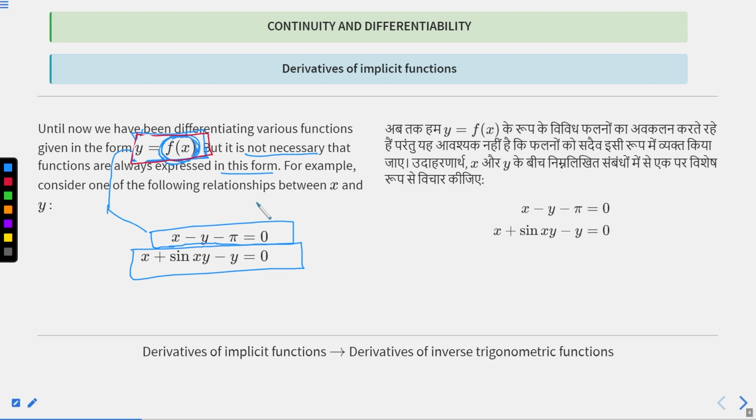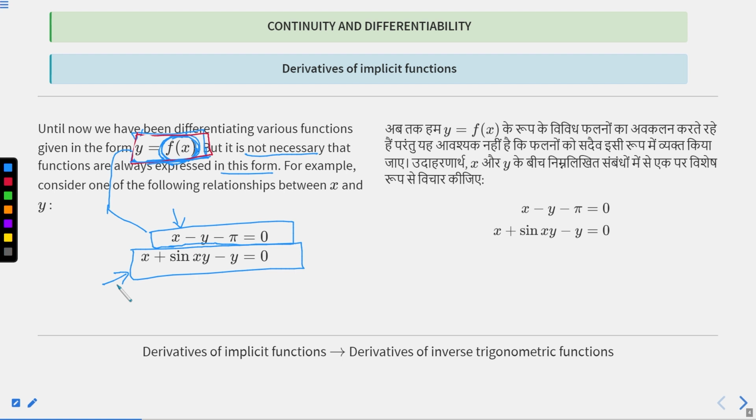So here this expression is implicit for now, but if you try to write it down in the y is equal to f of x form, or y is equal to x minus pi form, then you will say that my function is now explicit. But the expression below, this equation, is my implicit function. You cannot separate it. Okay, clear?